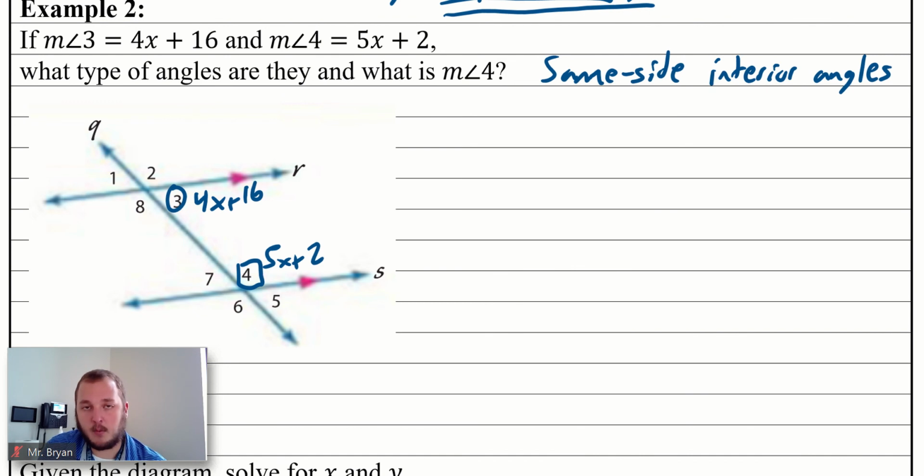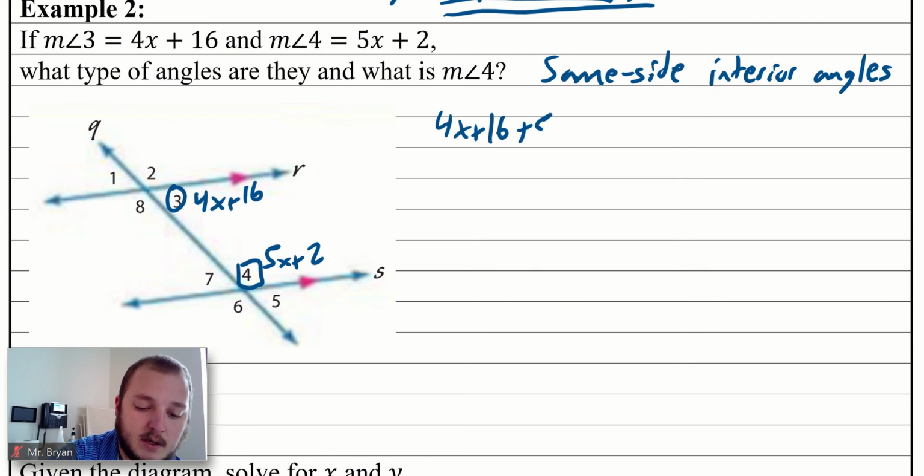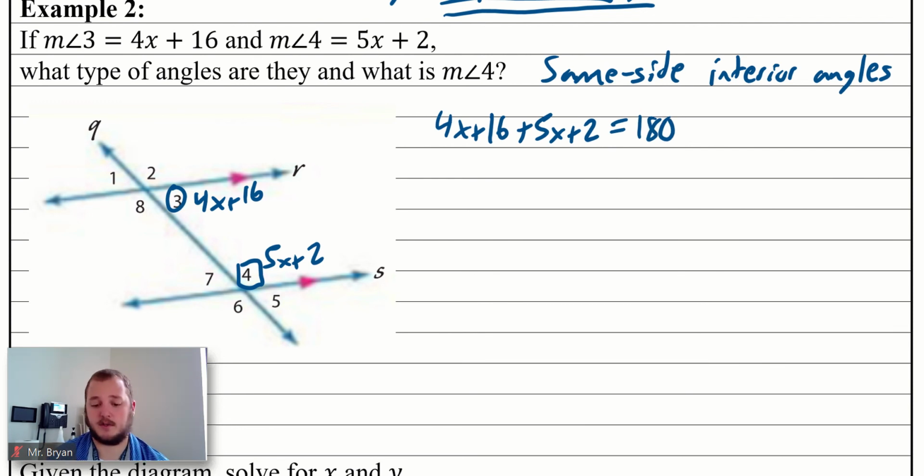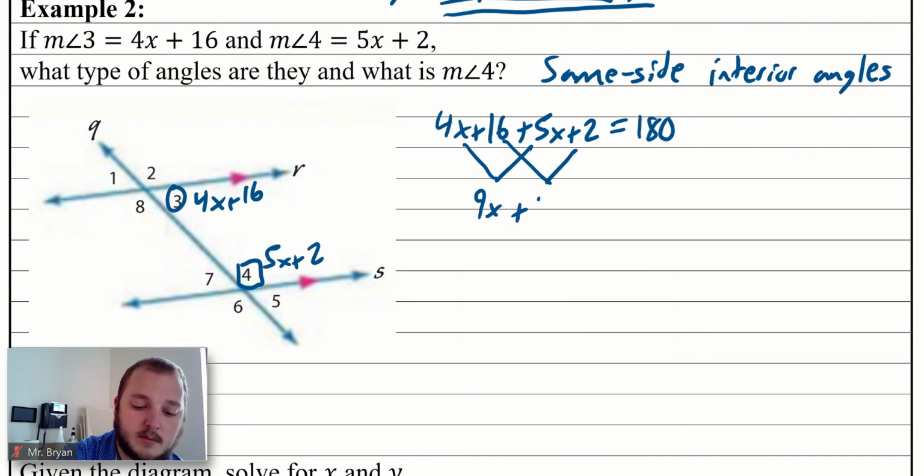Okay, and now we know, since it's same side, that's supplementary, or in other words, we add these up to 180. So that's exactly what I'm going to do. I'm going to say 4x plus 16 plus 5x plus 2 equals 180 here. And then we know how to solve this. We can combine like terms first. So 4x plus 5x equals 9x. 16 plus 2 equals 18. Continue to solve. We can subtract 18 from both sides.